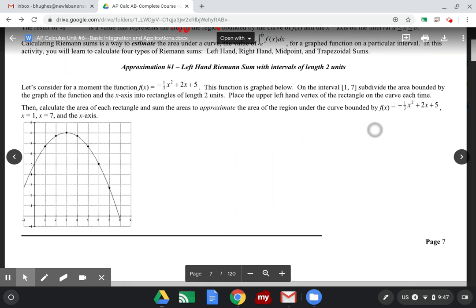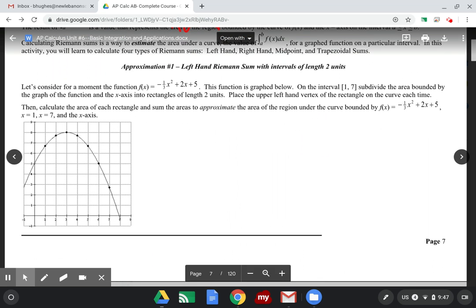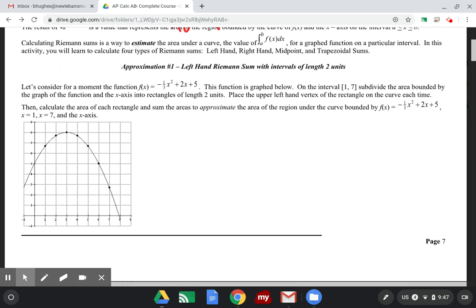So the first one that we're going to look at is a left-hand Riemann sum with intervals of length 2 units. The graph of f of x is pictured there below, and we are going to estimate the area on the interval from 1 to 7. So from 1 to 7, if I were to extend that up, we're estimating this area bounded by the x-axis and our curve. That's the area that we're going to estimate.